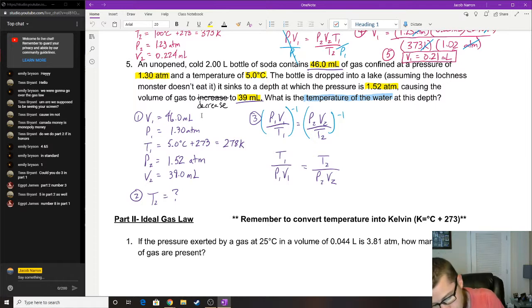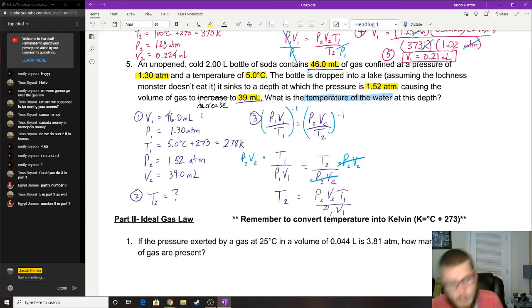And then what you do is you multiply by P2V2, same thing over here. And when you do that, cancels this, and then you get the correct answer, which is this. T2 equals, oops, that's a 2, guys. Sorry about that. T2 equals P2V2 T1 over P1V1. That is technically correct algebra. So if you like, that's one way you can do it. But a lot of students don't know how to use the inverse relationship.